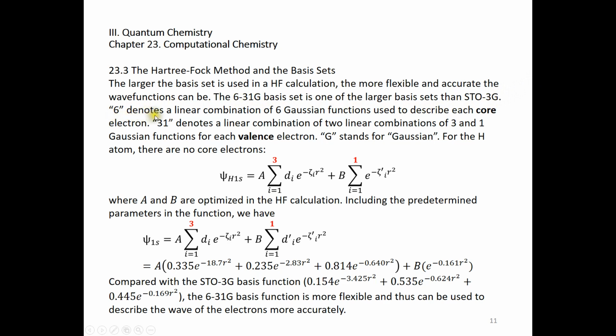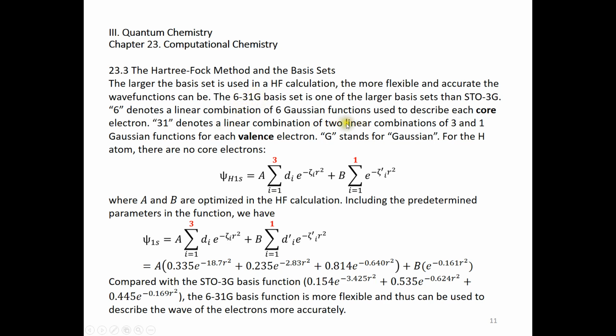Well, 6 denotes a linear combination of 6 Gaussian functions used to describe every core electron. 3-1 denotes a linear combination of 2 linear combinations of 3 and 1 Gaussian functions for each valence electron. They are separated by this hyphen here. So core electrons hyphen valence electrons.